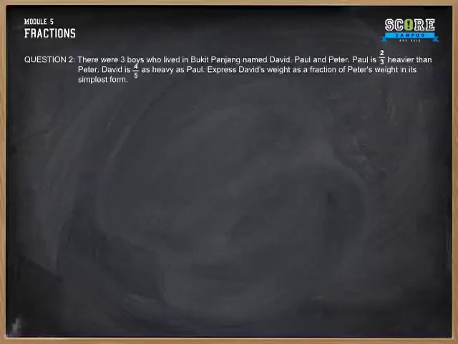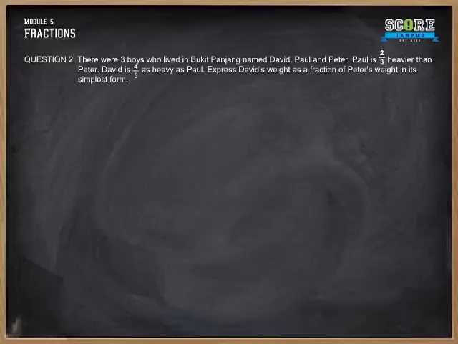Question 2. There were 3 boys who lived in Bukit Panjang named David, Paul, and Peter. Paul is 2/3 heavier than Peter. David is 4/5 as heavy as Paul. Express David's weight as a fraction of Peter's weight in its simplest form.